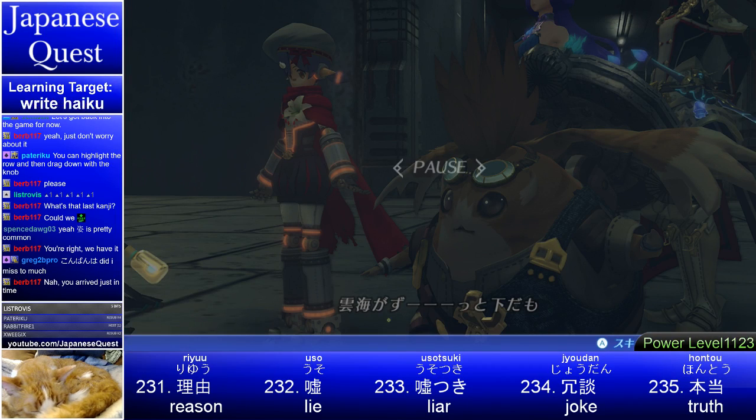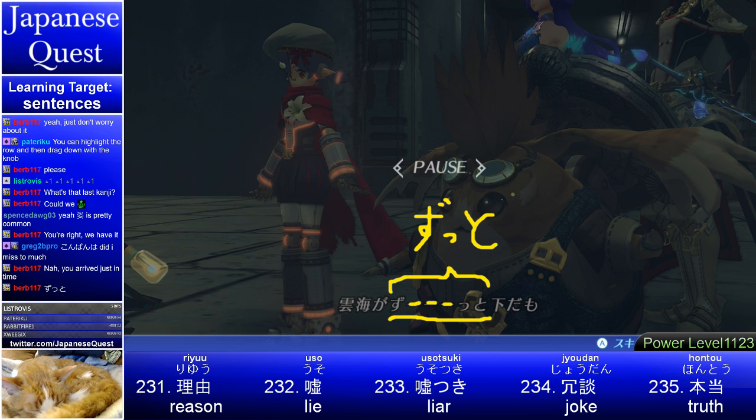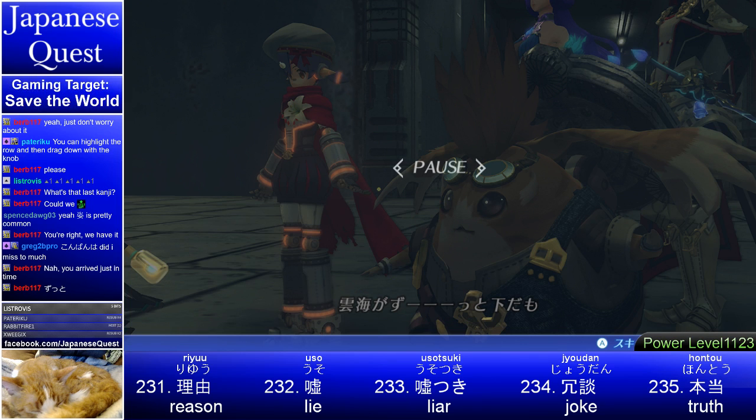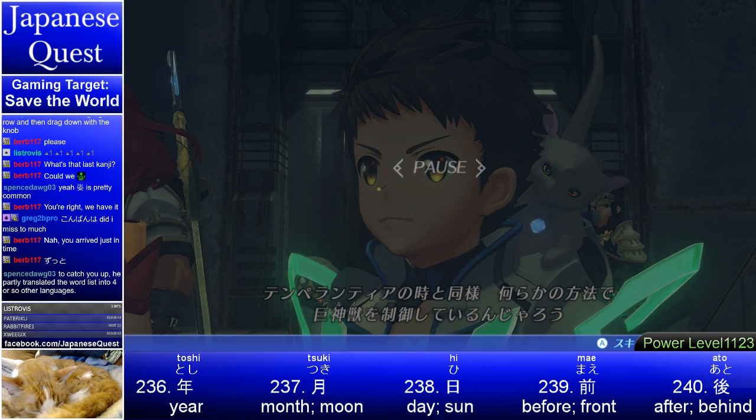Interesting. So anyone know what word this is right here? It's not normally that long. Zutto. Normally it would just be zutto, which means like forever or really far. And how do you make it even feel farther? Draw it out like Torah did right here. Zutto. So where is the cloud sea? Unkai ga zutto shita. So it's very far down. In other words, we're very, very high.